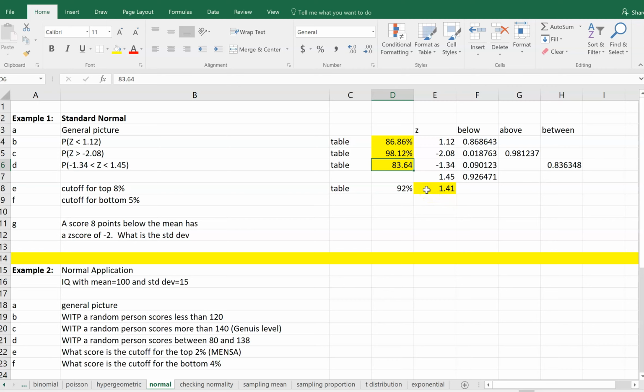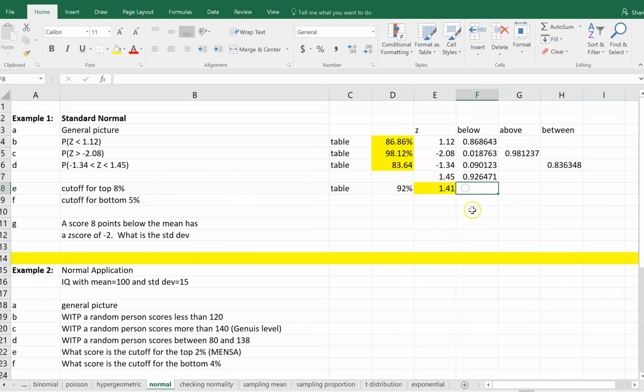That is the cutoff for the 92 percentile. That cuts off the bottom 92 and the top 8. That's what I look at. The bottom 92 and the top 8. They're the same thing to me. 92% below you, 8% above you. That's a Z value of 1.41.